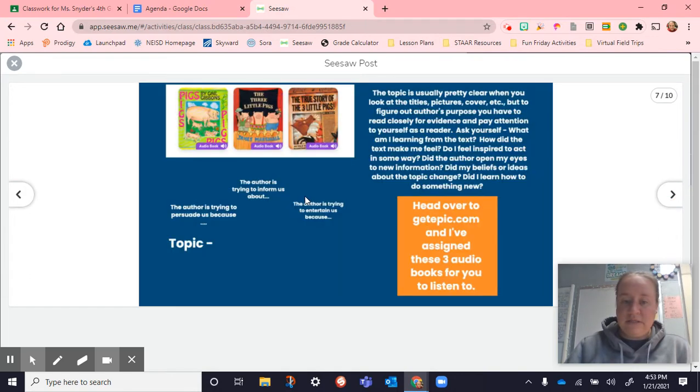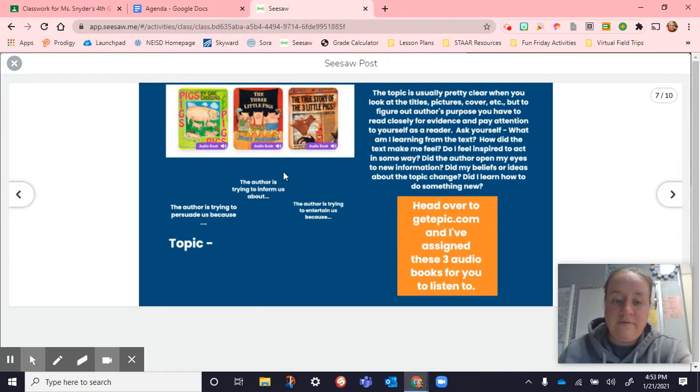So we looked at these examples. The first thing that we did is we looked at these three stories, and right away we found the topic, because the topic is very clear. Just looking at these titles: pigs, pigs, pigs. I see pigs, I read pigs, it's all about pigs. So I know the topic of these is going to be about pigs. But again, the author's purpose is a little bit hidden. We need to dig a little bit deeper.